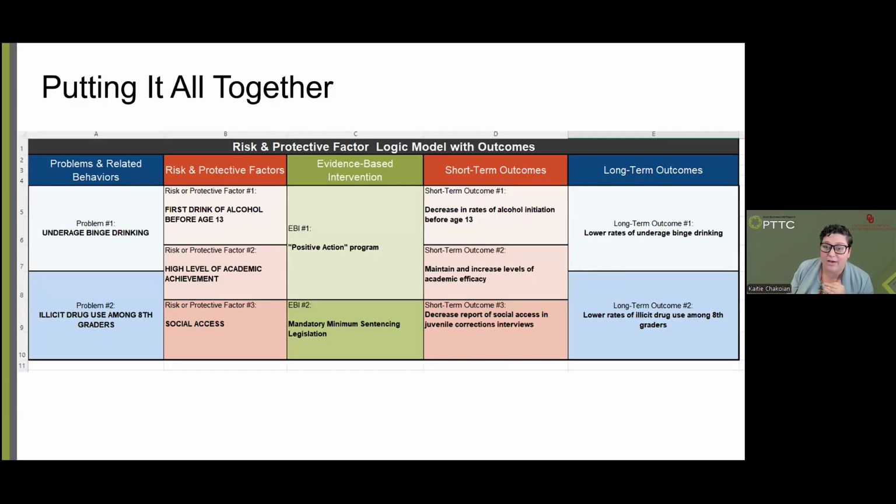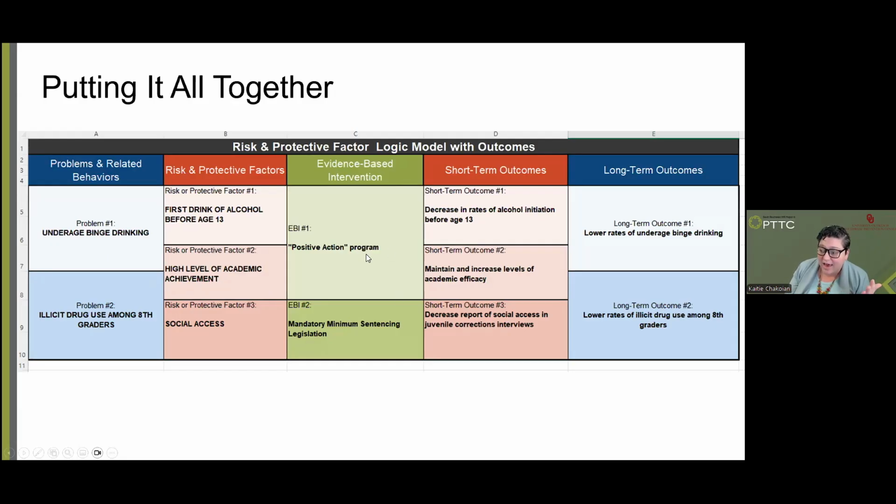So while I have a protective factor, or a risk factor, excuse me, of this early initiation of alcohol use, I have protective factor of academic achievement. Those both contribute to the underage binge drinking. But when I look at illicit drug use, I'm also seeing this risk factor around social access. But the protective factor of high academic achievement is also applicable and also has been researched to be a protective factor for illicit drug use among youth. So I have it tied here between the two.